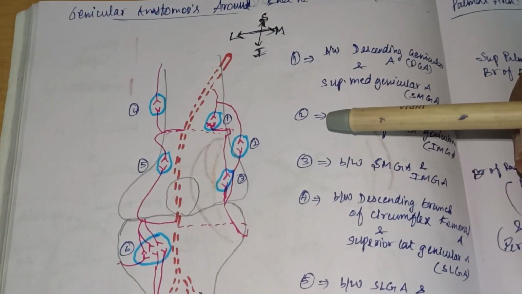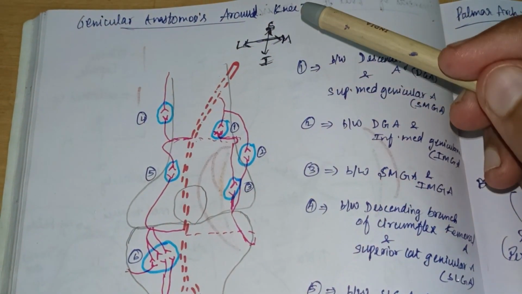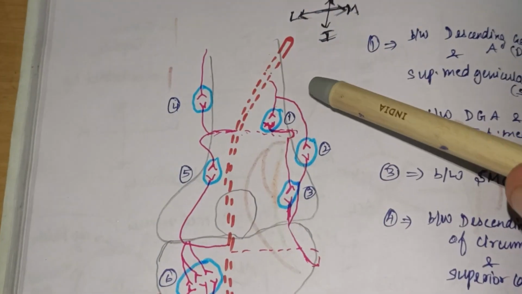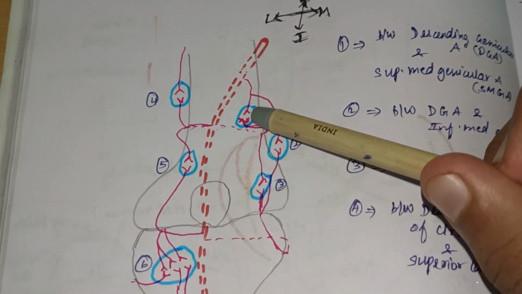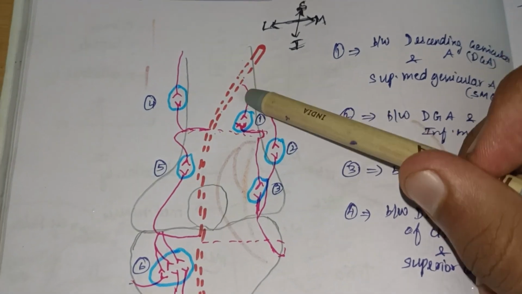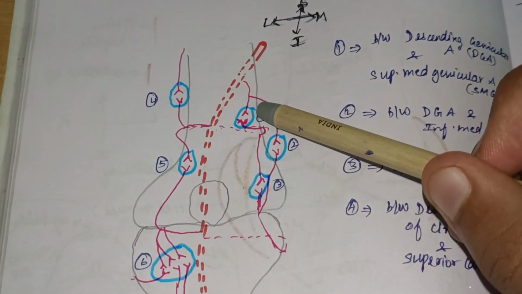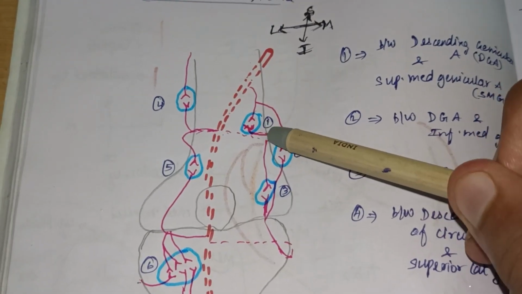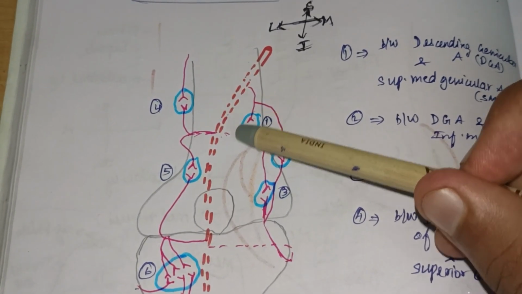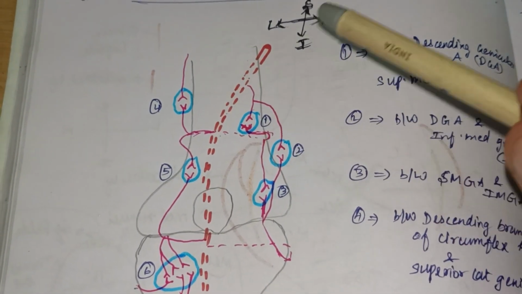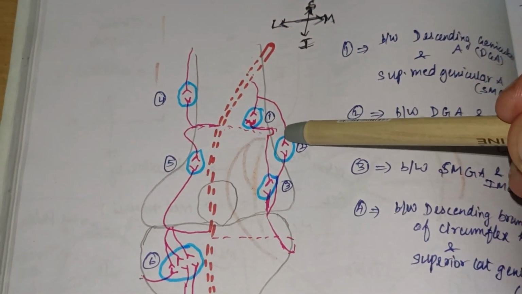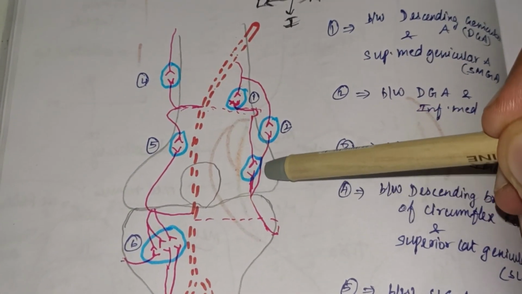Now let us see the anastomosis around the knee joint or anastomosis around the back of the thigh. So first anastomosis is between the descending genicular artery, which is a branch of femoral artery, and the superior medial genicular artery. This is the first anastomosis, and the second anastomosis is between the descending genicular artery and inferior medial genicular artery.